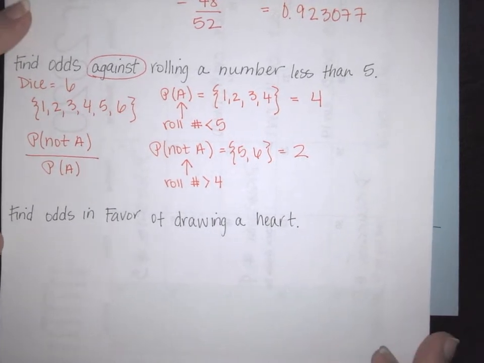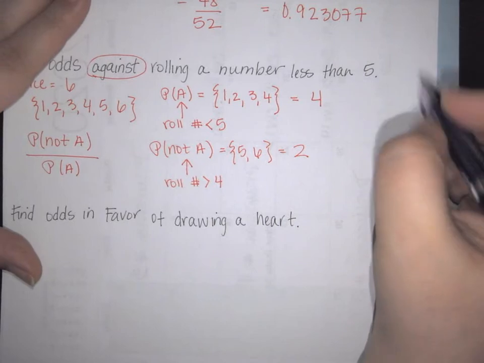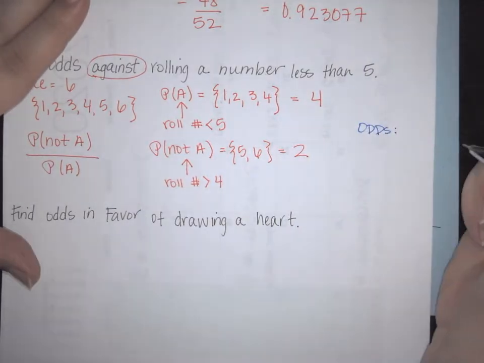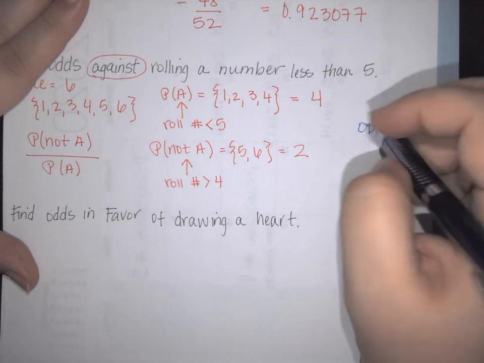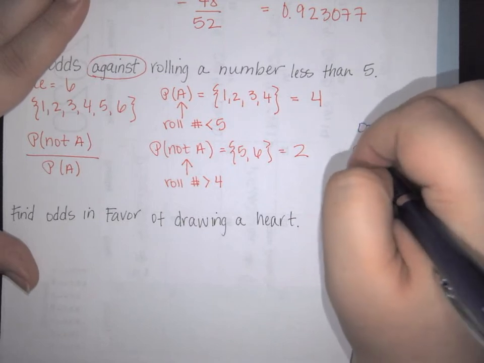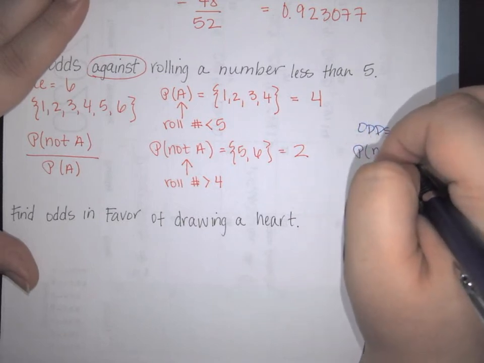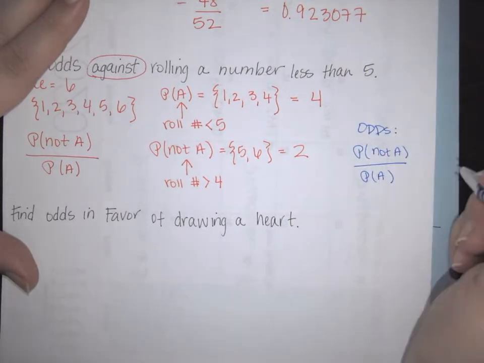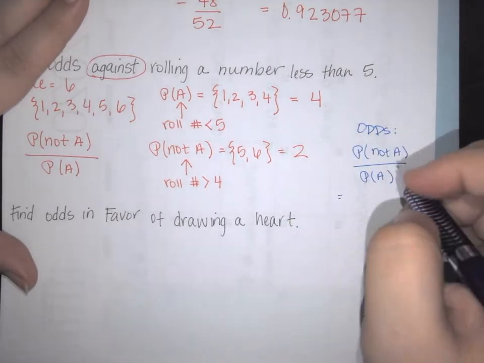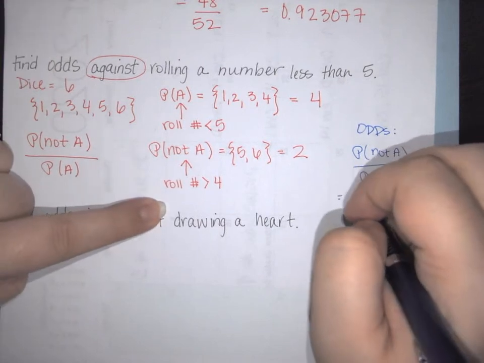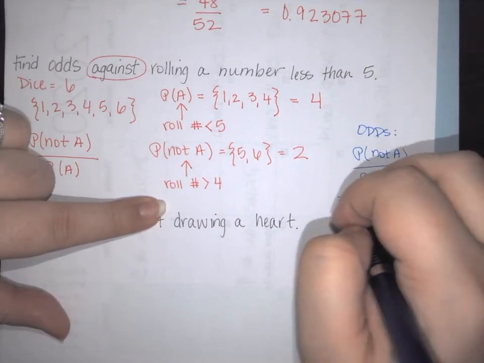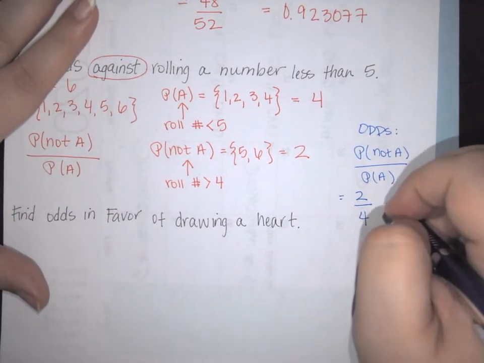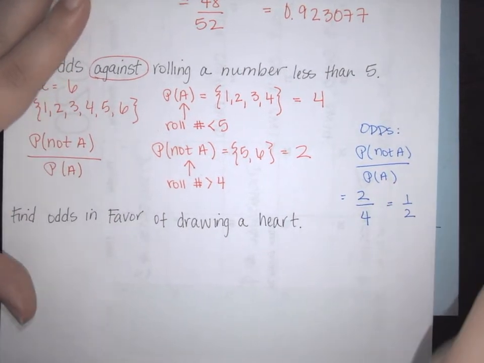So when we're taking a look here at my odds, okay, my odds are going to be the following. Again, we are looking at the probability of not A over the probability of A. So in this case, we would end up with not A being 2 over the probability of A being 4, which we can reduce down to 1/2.